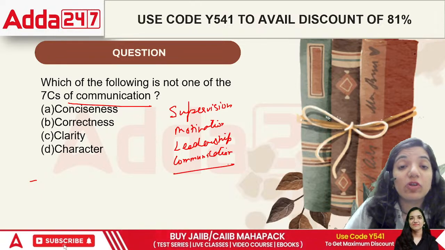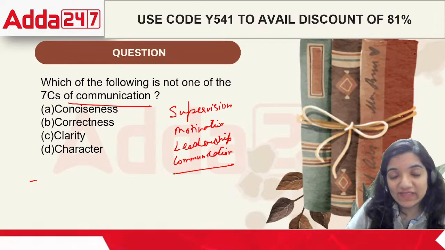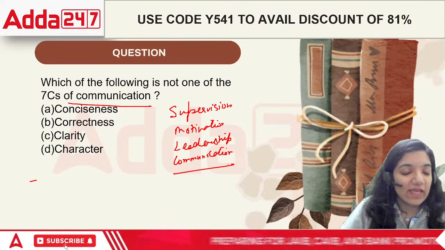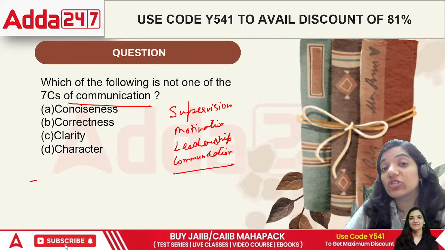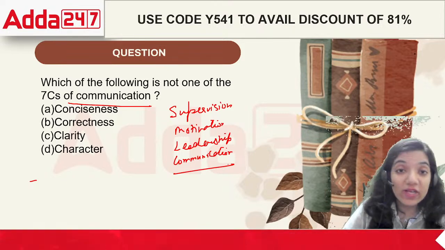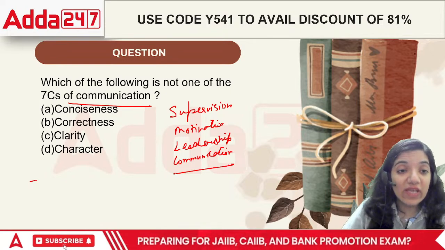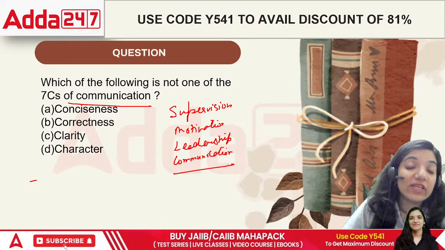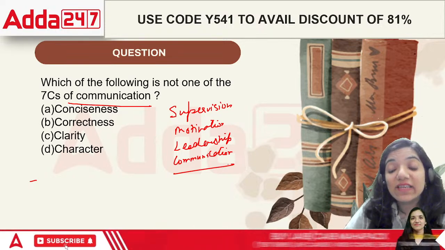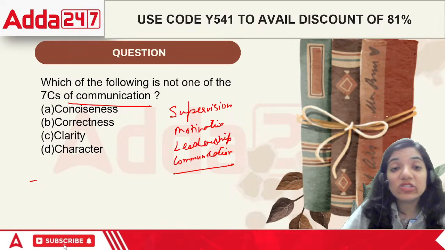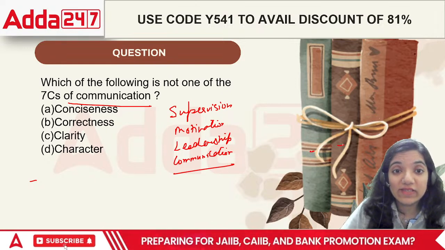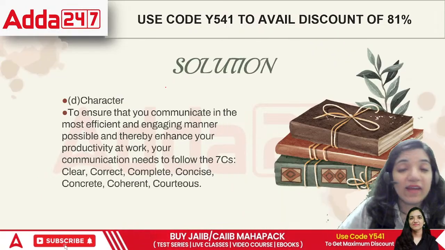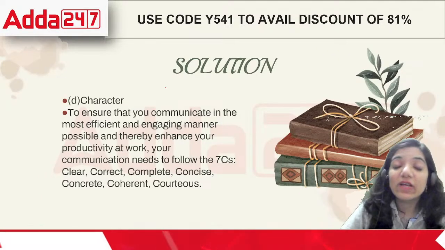Now, which of the following is not one of the seven C's? Conciseness, correctness, clarity, or character. Communication is the process of sharing your information with others. So there it is to be concise or crisp, to be correct about what you're telling, to have clarity in it, and then there is character. Which of the following is not one of the seven C's? Character is not the one that is required in terms of communication.